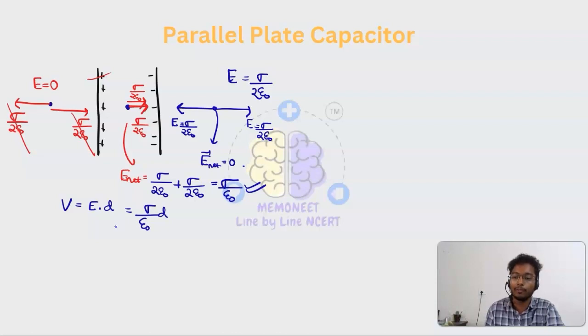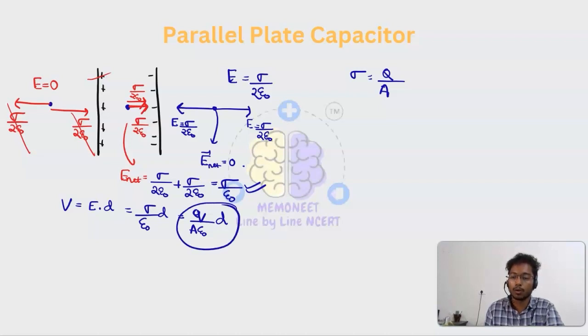So what will we write for sigma? Sigma is the surface charge density. It means we can write Q upon A epsilon naught. Q upon A is the surface charge density. So for the electric field, we write Q upon A epsilon naught into d. This is the value of potential.